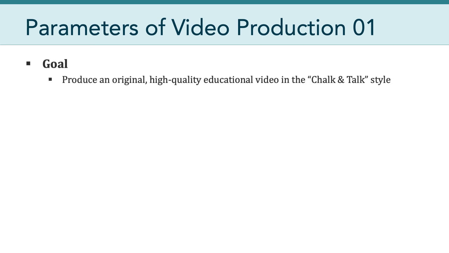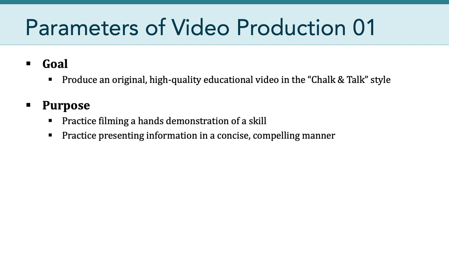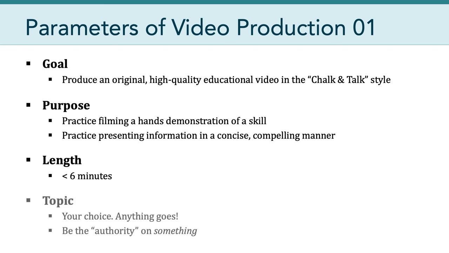Okay, to end today's video, I want to talk a little bit about the parameters of Production Project 1. The goal of this assignment is to produce an original, high-quality educational video in the chalk and talk style. Now, this will involve filming our hands, demonstrating or modeling some sort of skill. It will also emphasize presenting information in a concise and compelling manner. In terms of length, there's some flexibility here, but I would encourage you to keep your video under 6 minutes in length. The topic of your video is entirely up to you.